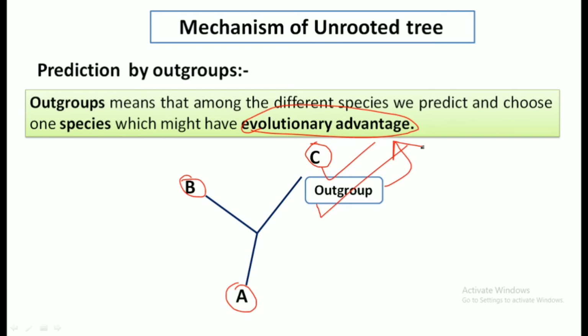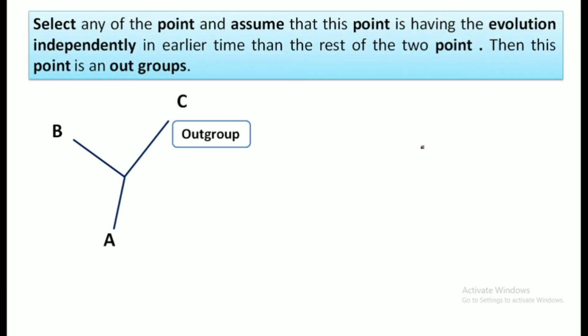So you can select any of the points and assume that this point has been evolving independently in earlier time than the rest of the two points. Like this C point has an evolutionary advantage, and it has been evolving independently in earlier time than the rest of the two points, like B and A, sorry. So this is an outgroup here, C is the outgroup here. So let's think here that C is the outgroup. So this type of outgroup species will come earlier during the evolutionary period.